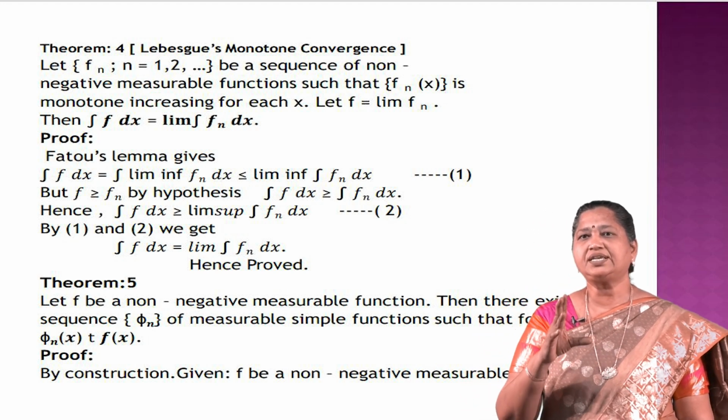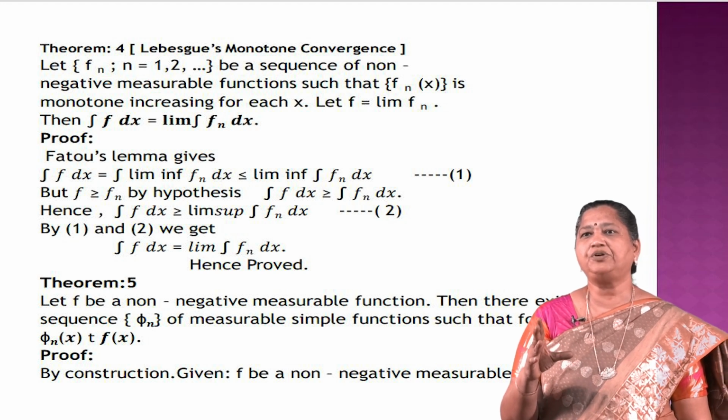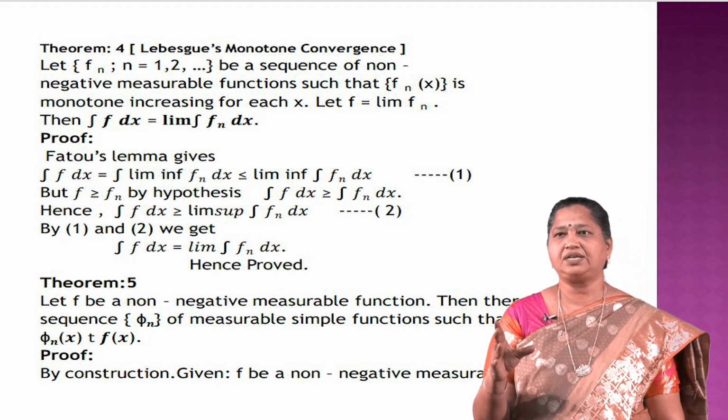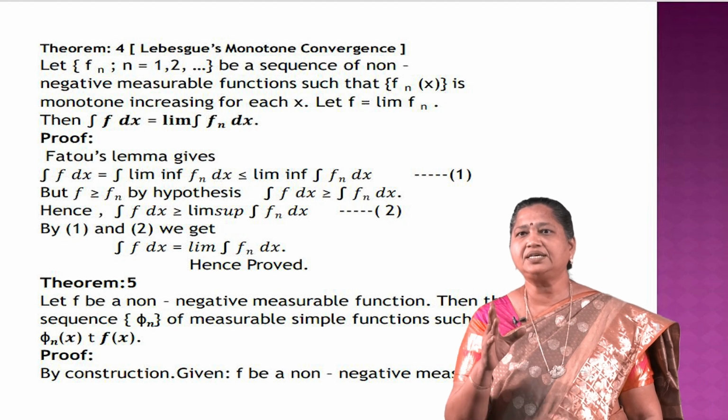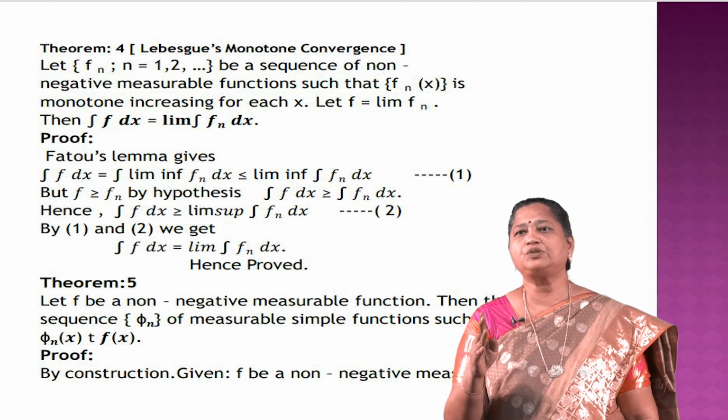So the first result: the integral of f dx is less than or equal to the limit infimum of the integral of f_n dx. The second result: the integral of f dx is greater than or equal to the limit supremum of the integral of f_n dx.